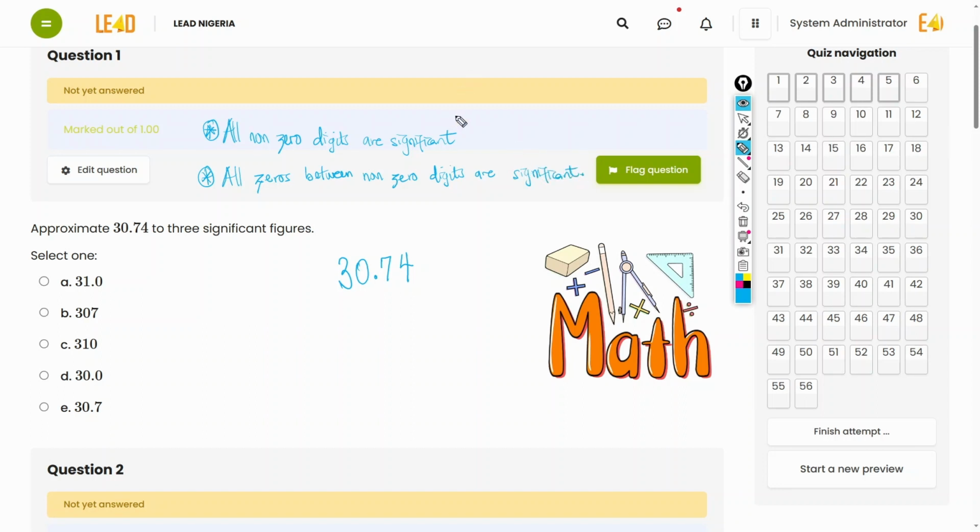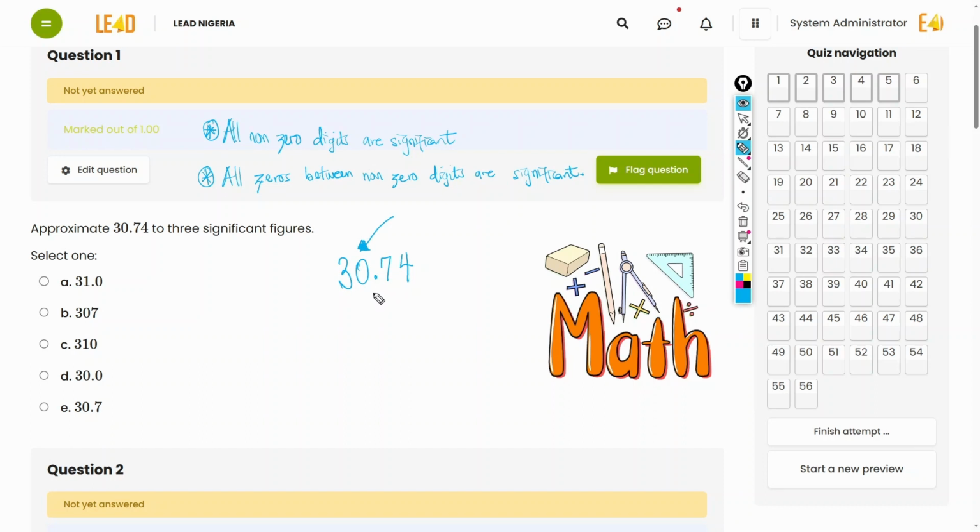So all non-zero digits are significant means that as long as the number is not zero, it's significant. So 3, 7, 4, 1, 9, 5, 2, they're all significant. But zeros are generally insignificant, so you won't count them as significant figures. But all zeros between non-zero digits are also significant. So for instance, this 0 that we have here is significant because it's between two non-zero digits.